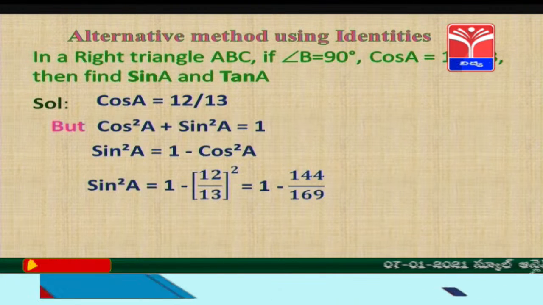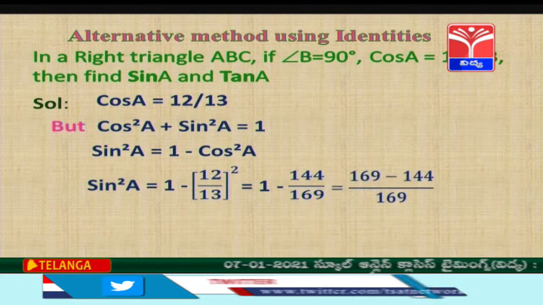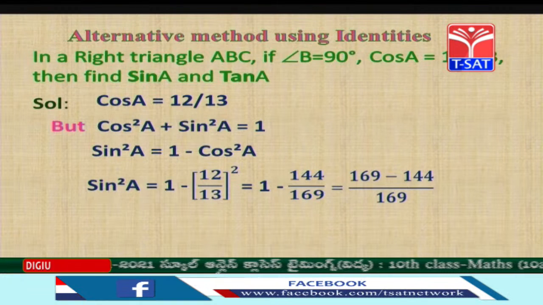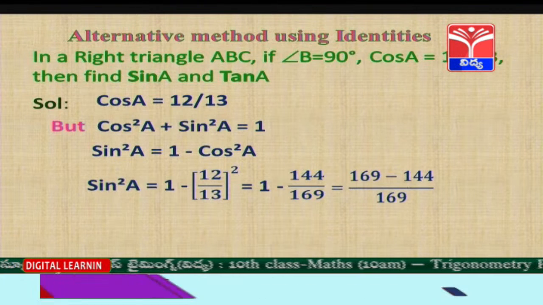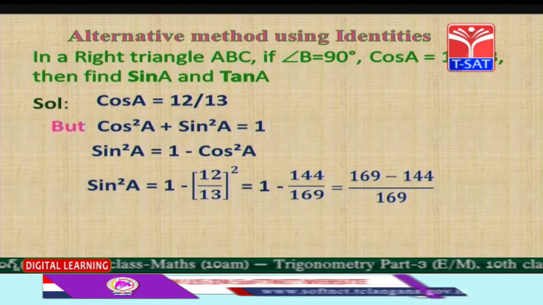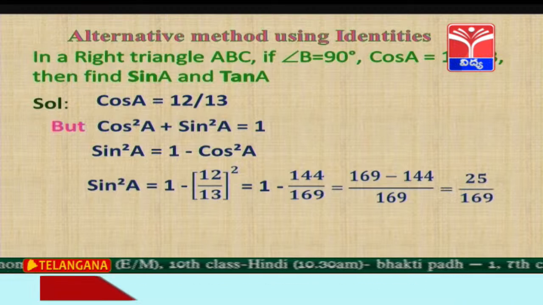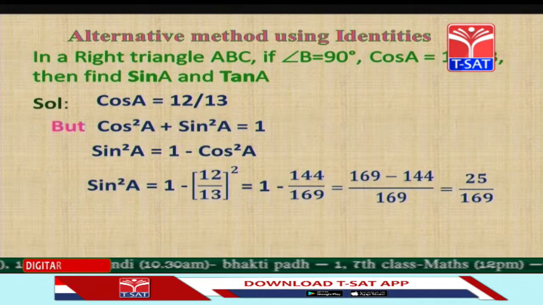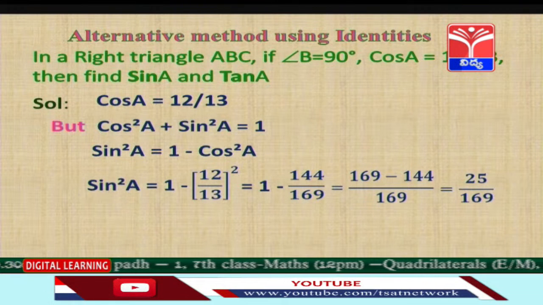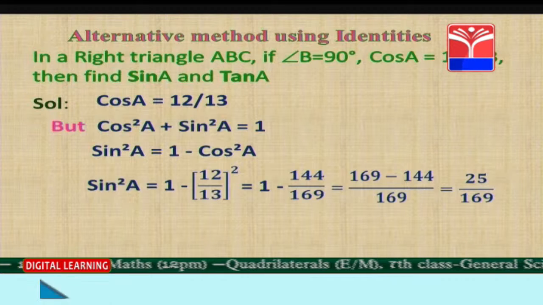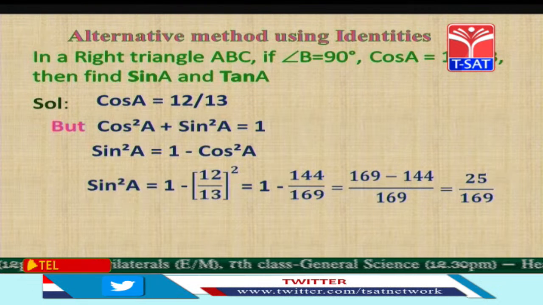So, if I take the LCM, I will be getting 169. So, you will be getting the numerator as 169 minus 144. After subtraction of 144 from 169, you are getting 25. So, it is going to be 25 by 169, the ratio, right. Now, this is sin square A. What about sin A?